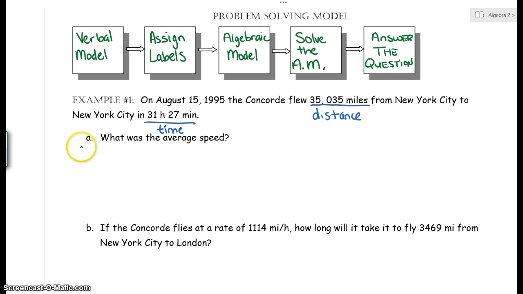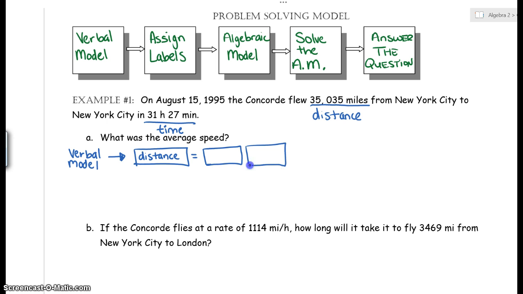So we're going to start with step 1. Here's the verbal model. We know there's a relationship between the distance, and that is related to 2 things. How fast you're traveling, which is your rate, and how long you're traveling for, which is the time. So we know that when we multiply these 2 values, we end up getting the distance.